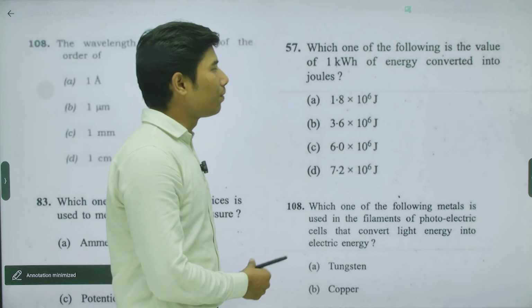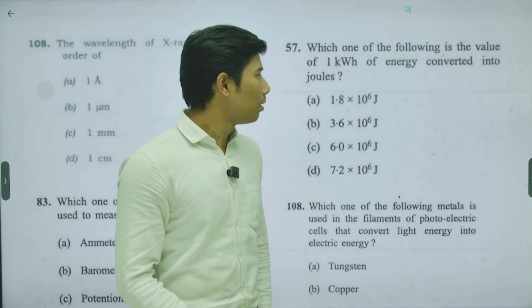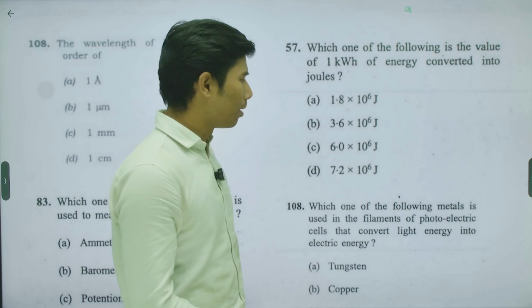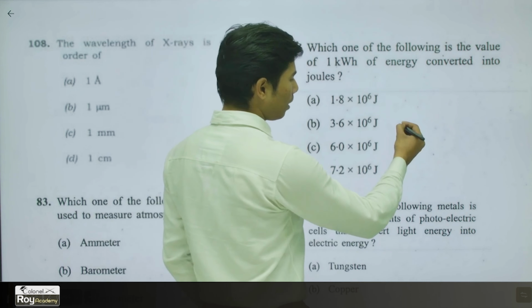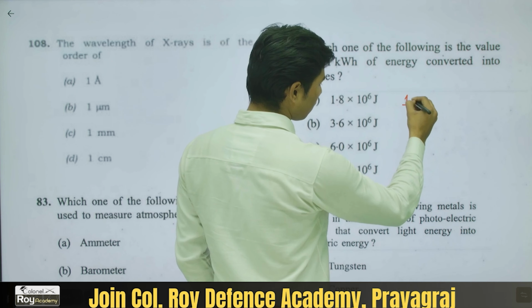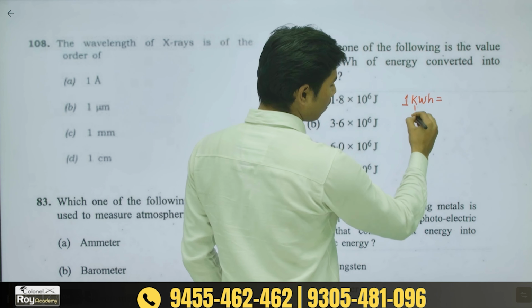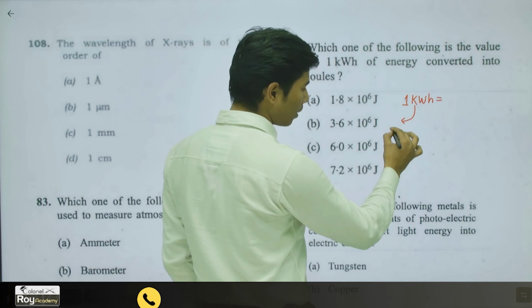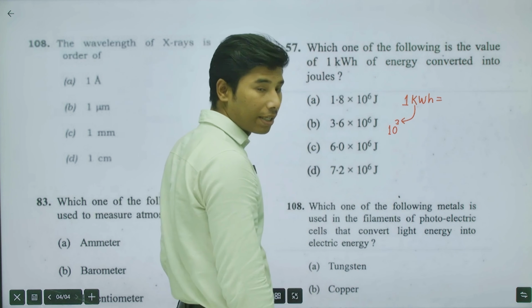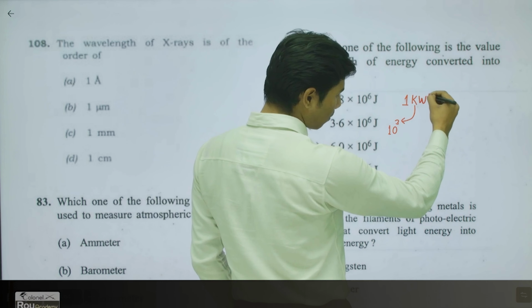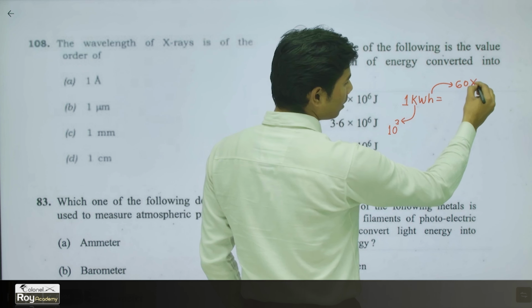Okay, now the second question is, which one of the following is the value of 1 kilowatt hour of energy converted into joules? So this is another basic question, and we can solve it easily. So 1 kilowatt hour, as I've already discussed with you, wherever there is kilo, we can write it as 10 to power 3. Now this is watt, and hour can be written as 60 into 60.